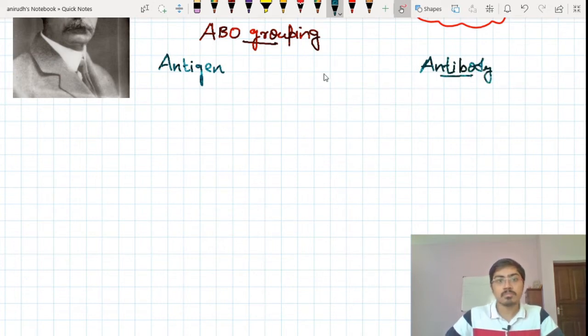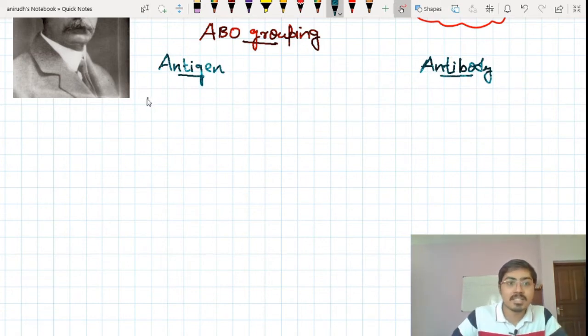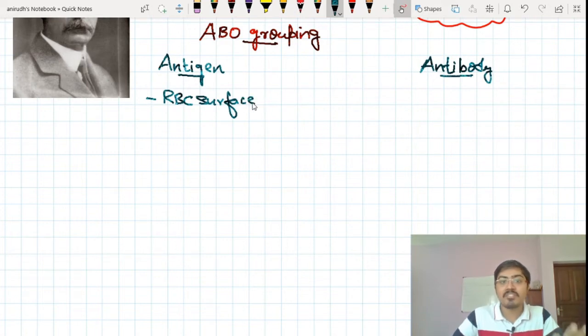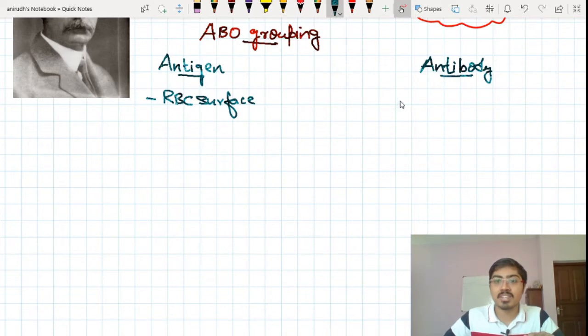Now, my first question is, where is this antigen located? You will say blood. Not enough. Where exactly in the blood will you see the antigen? These antigens are certain glycoproteins which are present on the surface of the RBC. So this is present on the RBC surface. From now on, you should not have any confusion in this. The RBC surface is the site where you will see the antigens which you use for the purpose of ABO blood grouping. Antibody, where are these antibodies present? Just think about it.